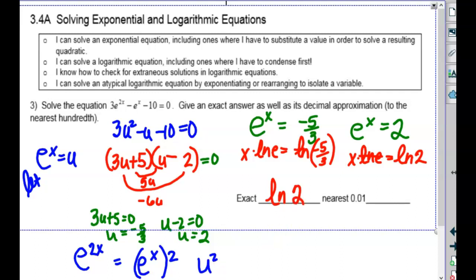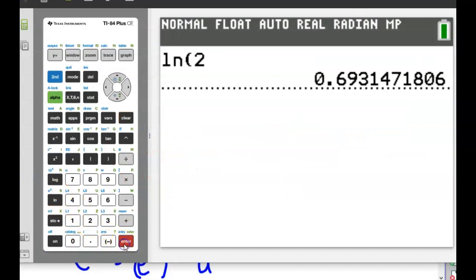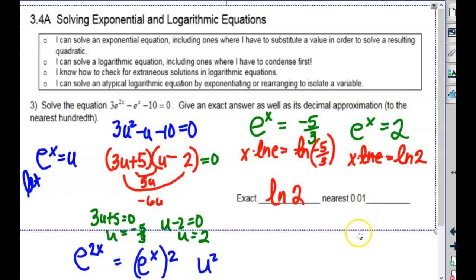And that's 0.693, I don't know what it says. Nearest hundredth, so just 0.69. We could type it back in and see. It's not going to come out exactly 0 if we put 0.69 back in, but it's just kind of a pain anyway.